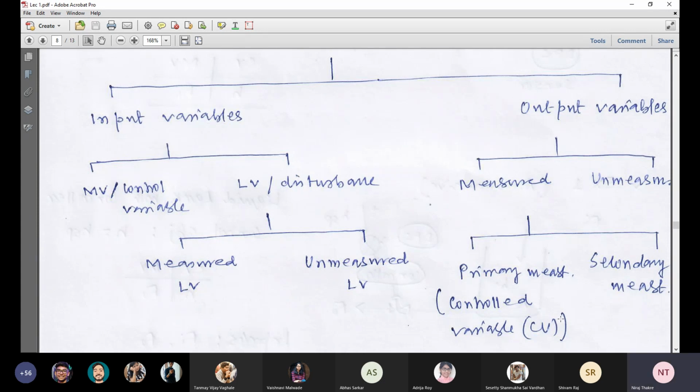Now I want to mention one point here that many times the students mix up this control variable and controlled variable. But you remember they are different. They're totally different in fact. Do not confuse these terms. Control variable and controlled variable, they are totally different.